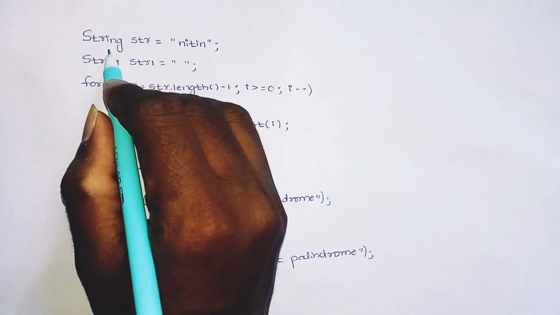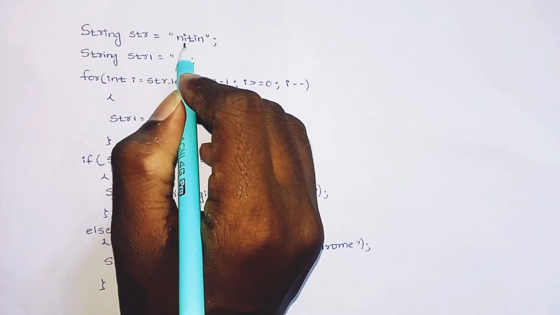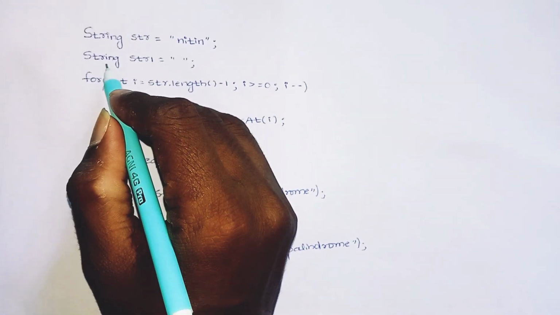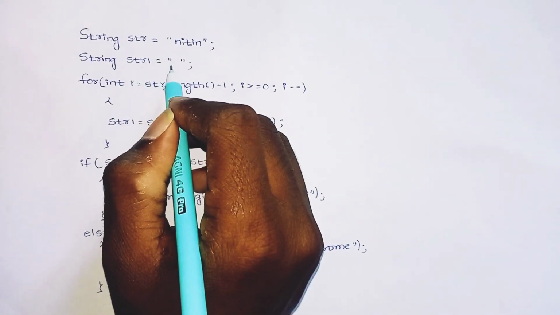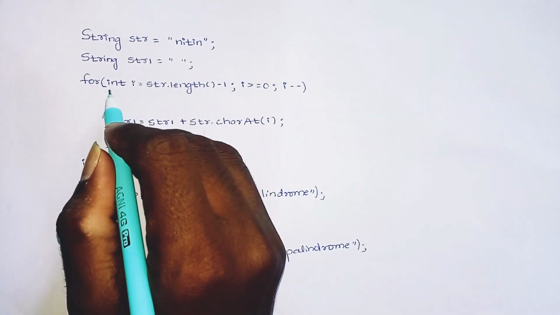Here I have taken a variable str of type String. In it I have stored the string Nitin. And I have taken another string variable str1 of type String, but here I have taken the empty string. Now here we are making use of a for loop.